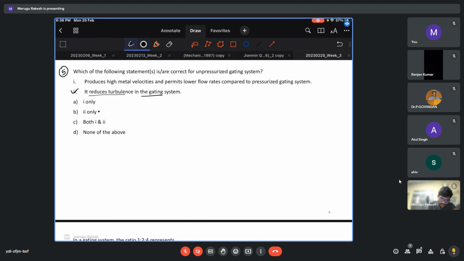Then we should see the first option, produce high metal velocities, which is wrong because we are not giving any pressure in this case. And permits lower flow rates compared to pressurized gating system, which is contradicting. Produce high metal velocities and permits lower flow rates compared to pressurized gating system is wrong in case of an unpressurized gating system, since the metal velocities will be less compared to a pressurized gating system. Hence, option B will be the correct one in this case.